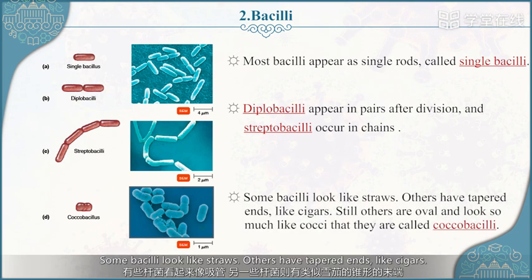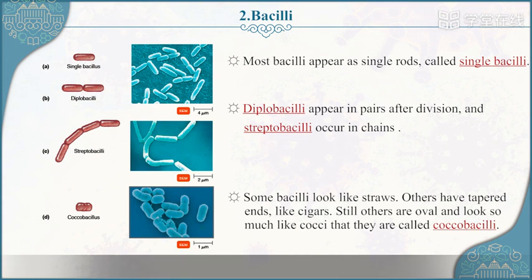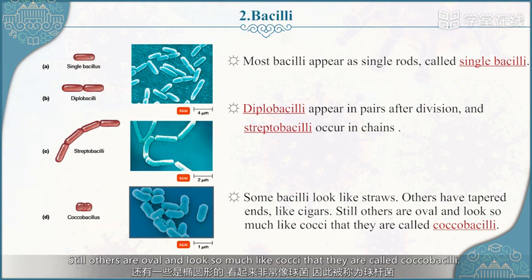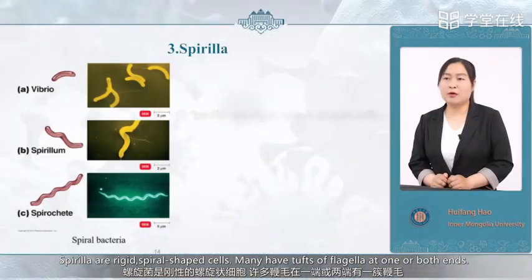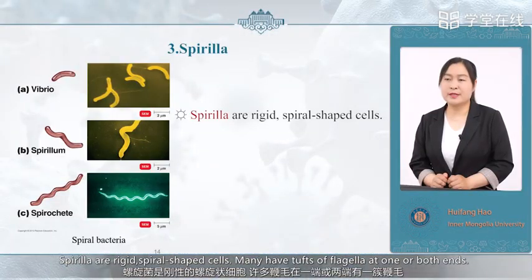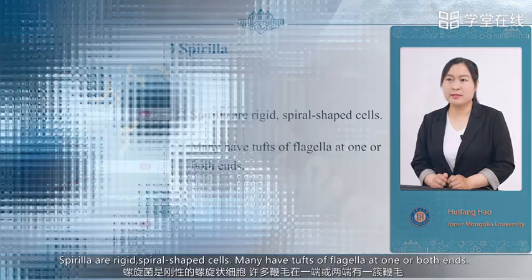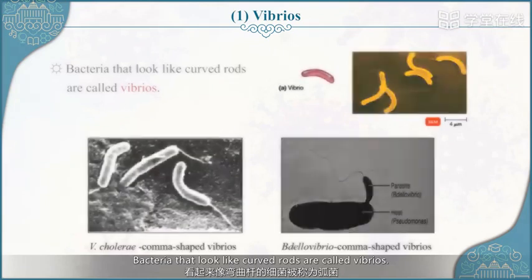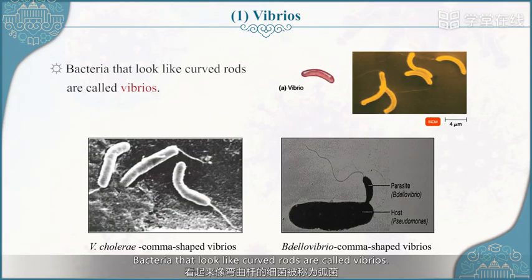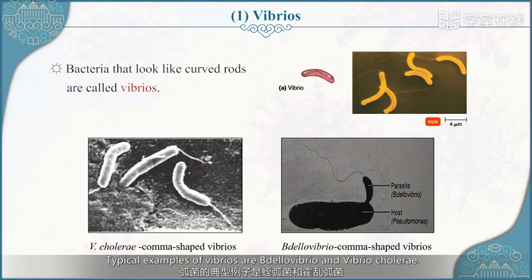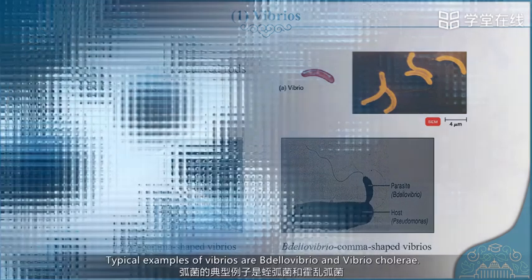Some bacilli look like straws. Others have tapered ends, like cigars. Still others are oval and look so much like cocci that they are called coccobacilli. Spirilla are rigid spiral-shaped cells. Many have tufts of flagella at one or both ends. Bacteria that look like curved rods are called vibrios. Typical examples of vibrios are Vibrio cholerae and Bdellovibrio.